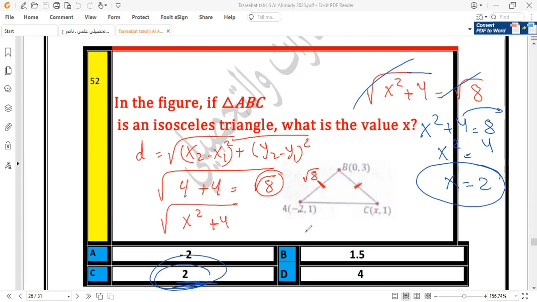Note, we can't just write positive 2. When you take the square root, you have to write positive or negative 2. But here, if you select negative 2, it will be the same point, negative 2, 1. So this is the trivial solution. You can't write x as negative 2. So only 2.